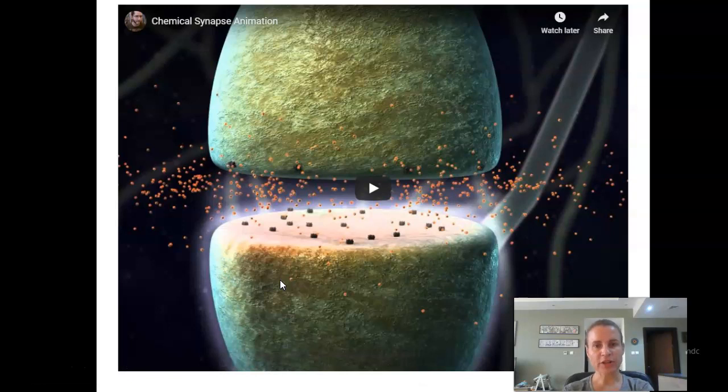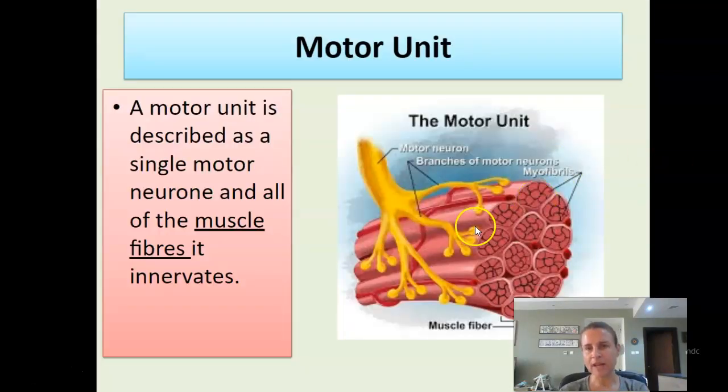I just wanted to show you quite a cool animation. Let's go back a second. Between these end plates and the muscle fiber, there is a space called a synapse. Synapses are how particular impulses are conveyed from one thing to another.